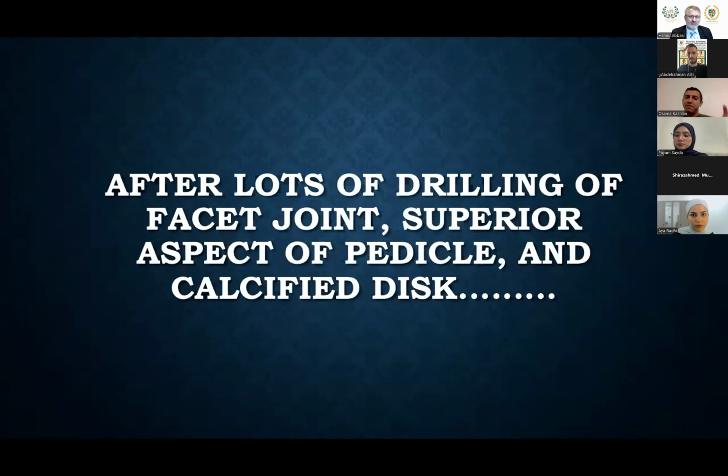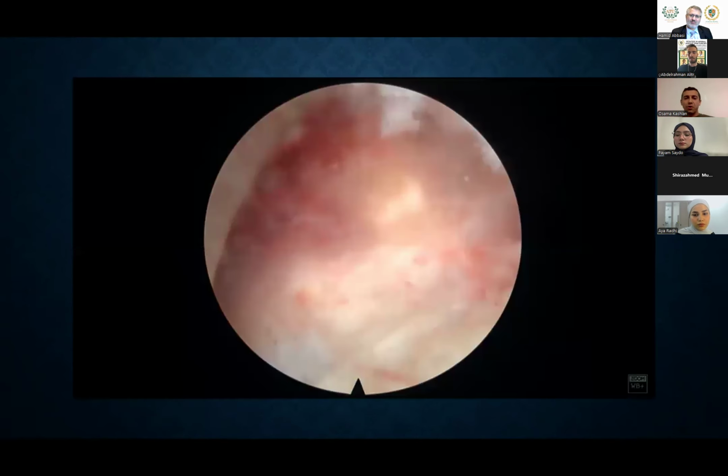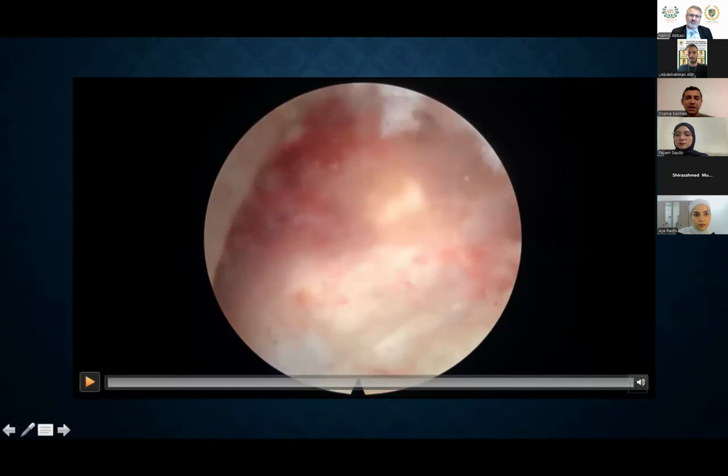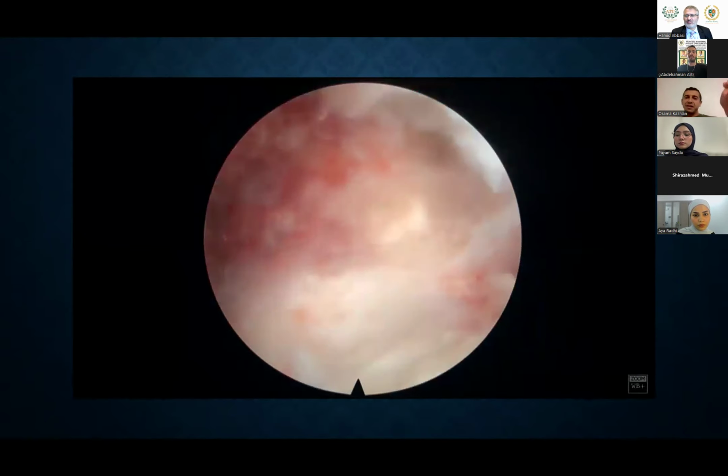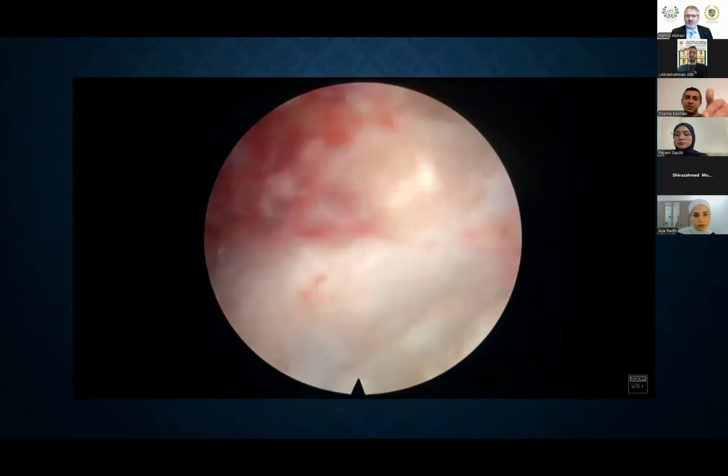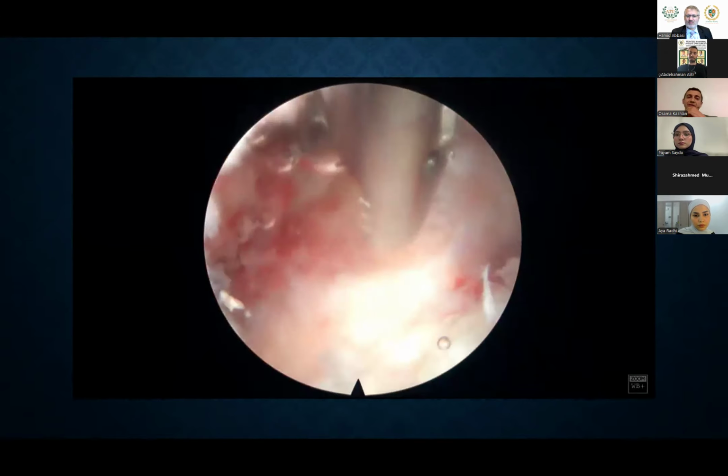So I have a little bit of a video here. After lots of drilling of the joint, this was way more drilling than anything. You also have to drill, kind of core out the calcified disc. This is after coring out the calcified disc. And this is mainly to show the rim of the calcified disc, coming in from the right side. So I'm finding the plane between the rim of the calcified disc and the dura, which is above there. And this is kind of cracking it down.